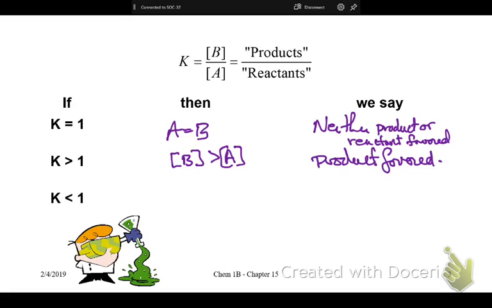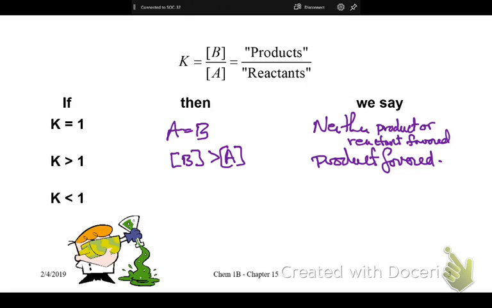Okay, so just to give you the scope of products versus reactants, usually when K is between like 0.1 and 10 somewhere, we don't really say it's product or reactant favored that much. But once you get past about 0.1 or 10, then we start using these terms, like I'm saying, product favored. Okay.